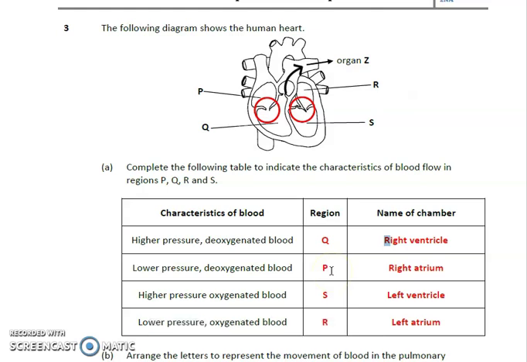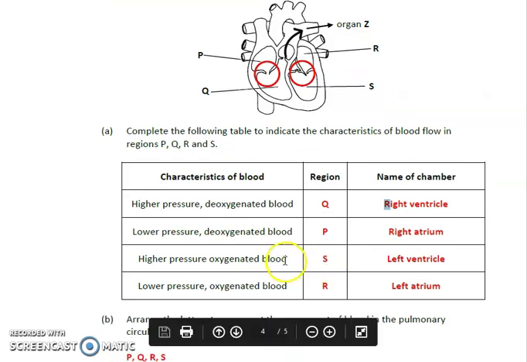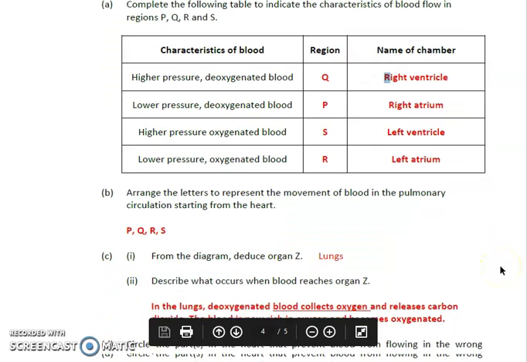Remember the left and right is the other way around because you are actually taking the heart out facing yourself. It's just like you looking at the mirror. Right becomes left, left becomes right. So for the oxygenated blood, it will be the left side. So this is S, the left ventricle. This is R, the left atrium. Usually the ventricle will carry the blood at a higher pressure, the lower chamber.